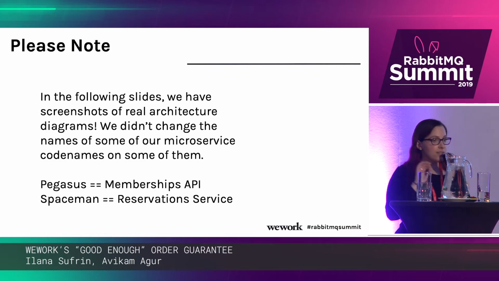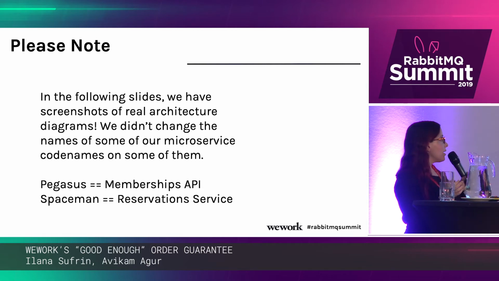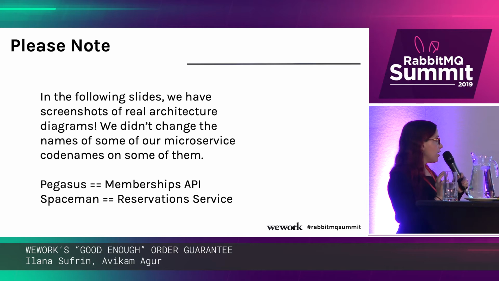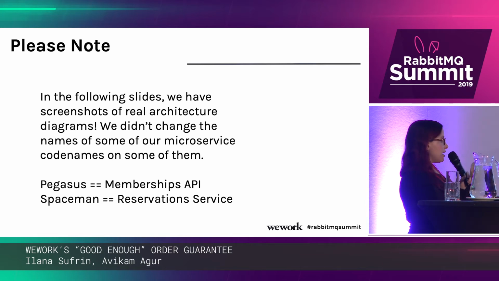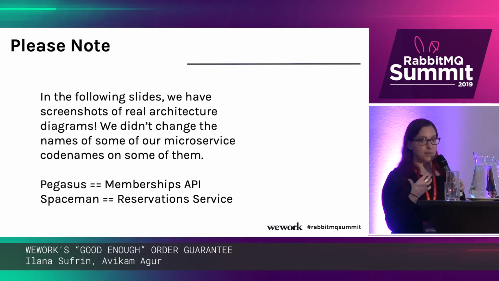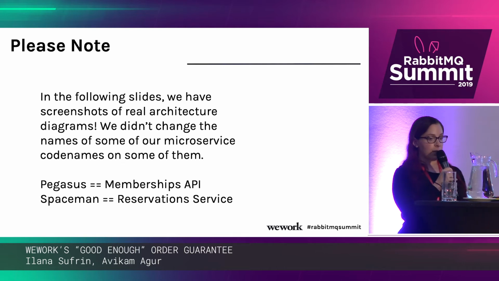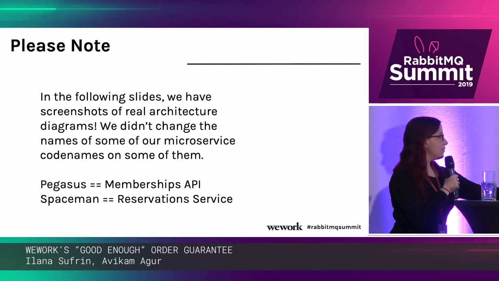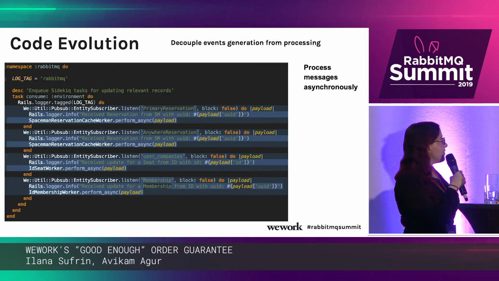Oh yeah, and a little disclaimer here. This is all real, and we're going to be showing you real architecture diagrams that we made in order to try to solve the problem. So if you see the word Pegasus on it, that is our memberships API, which is the main system that we're going to be talking about. And if you see the name Spaceman, that is our reservation service. Cool. Yep. So we're not hiding anything from you guys. You're getting the raw slides.